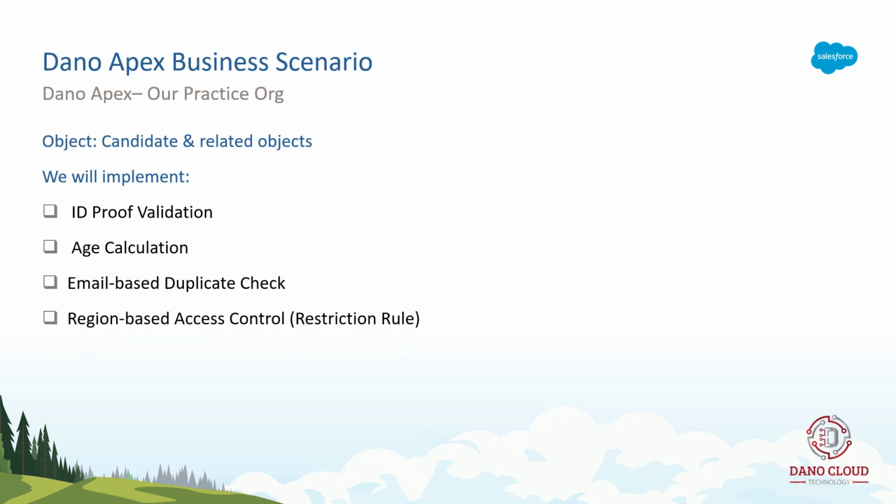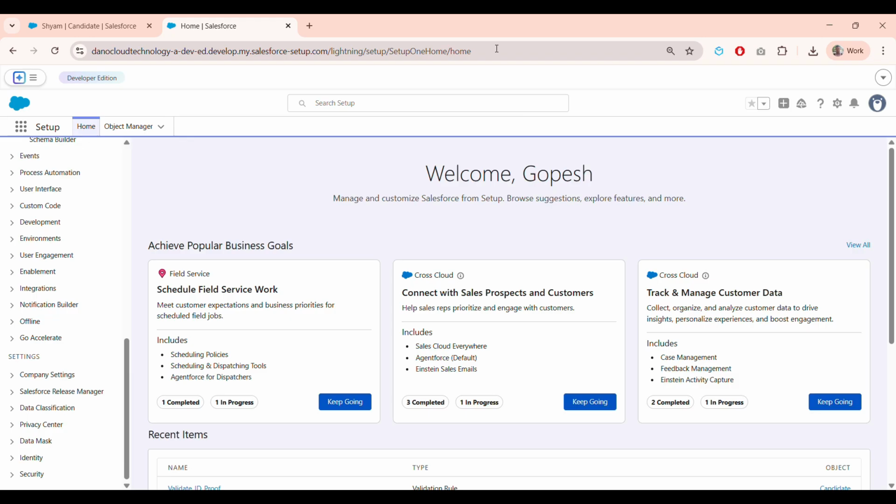Now we focus on today's hands-on practice. We will use our Dino Apex business scenario focusing on the candidate object. So we will implement ID proof validation logic, age calculation using formula fields, duplicate detection using emails, and region based access through restriction rules. This will give us a real world use case perspective of how a corporate Salesforce org maintains data quality. Let's do the practical in our Salesforce org.